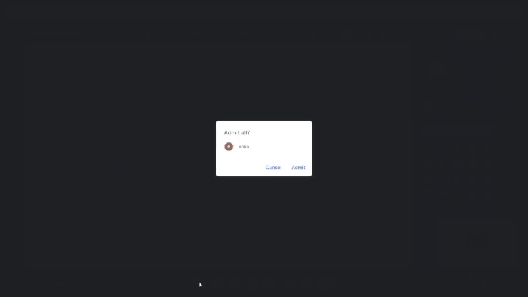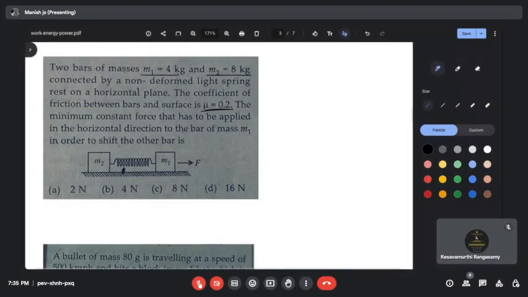So it rests on a horizontal plane. You can see that there is a force acting towards the right on the bar m1. They're asking you what minimum force you will have to apply on m1 so that m2 would just get shifted, or it would just begin to move, provided the coefficient between the bars and the surface is 0.2. So we have the masses, we have the coefficient of friction as 0.2, and we'll have to find out what is F, the minimum force. I hope you get the question.